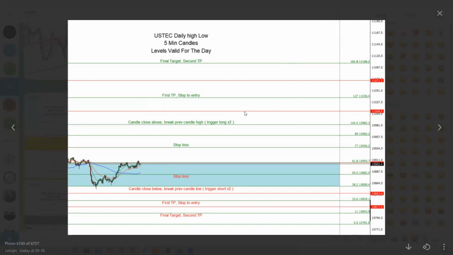Remember, guys, as soon as we hit the first red line, we move our trailing stop to entry. As soon as we hit the first TP, move our trailing stop to the first red line. And as soon as we hit the second red line, we move our trailing stop to the first TP.